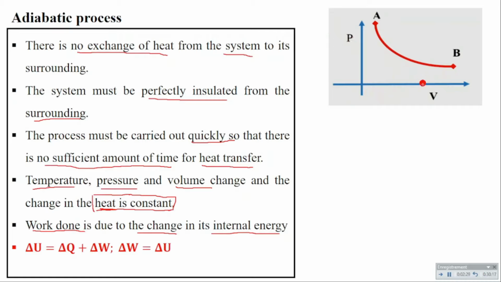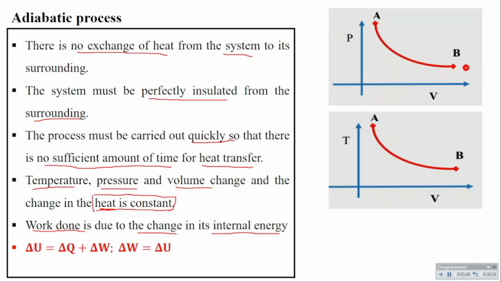As you can see, the pressure and the volume are changing. The pressure is decreasing, the volume is increasing. So the heat stays constant while other parameters are changing. The temperature is decreasing while the volume is increasing. You can also move from B to A, where the volume is decreasing and the temperature is increasing, and the volume is decreasing and the pressure is increasing.